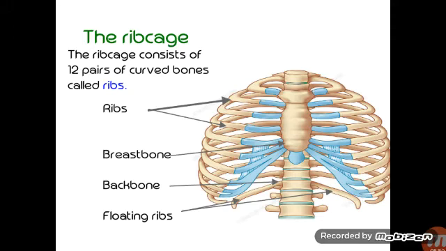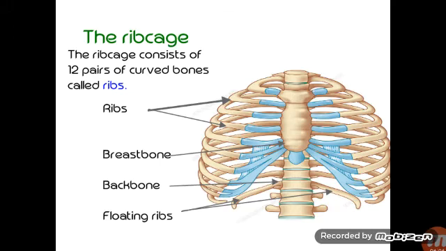The rib cage. The rib cage consists of 12 pairs of curved bones. Here you can see all these bones are curved. Not straight like this, this is curved. With the word cage, you know, like a pinjara. So the rib cage consists of 12 pairs of curved bones. This is one pair, two pairs. Similarly, it has 12 pairs of curved bones called ribs.